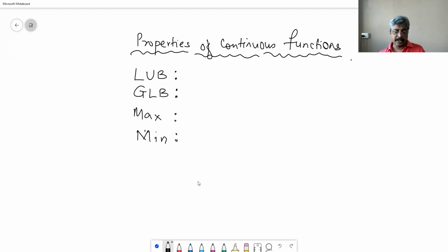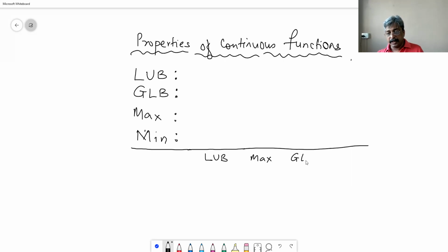Okay, so let me ask you a simple question now, and we are going to create different tables today. For each set, you are supposed to write down LUB, max, GLB, minimum. Okay, we are trying to develop our understanding.